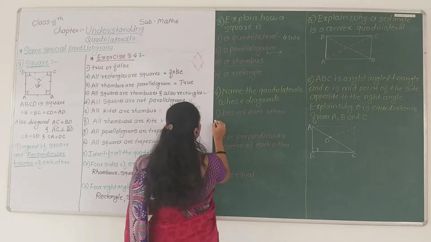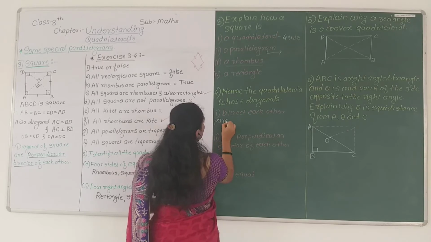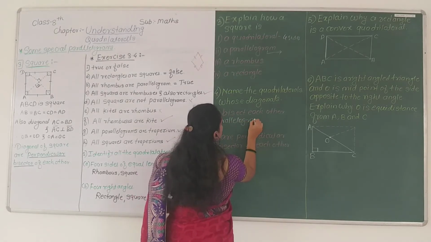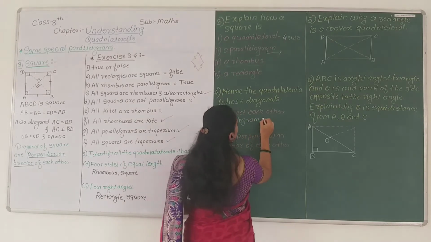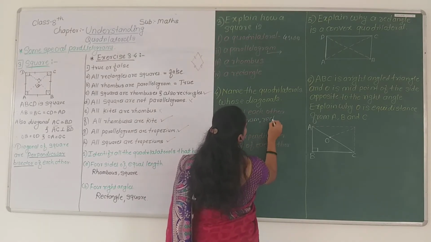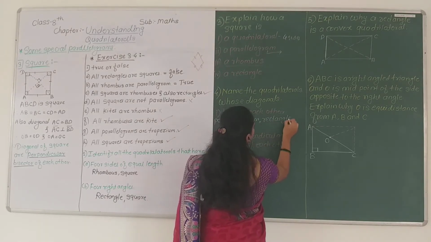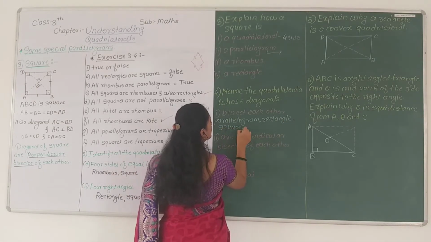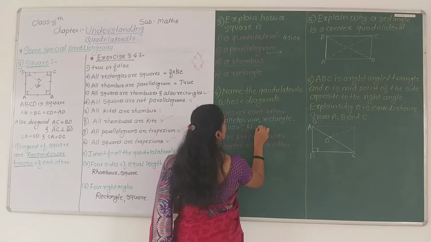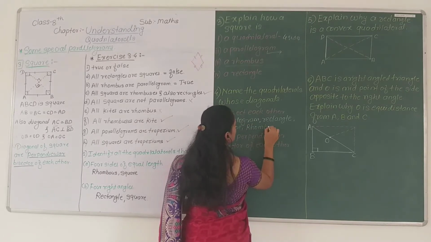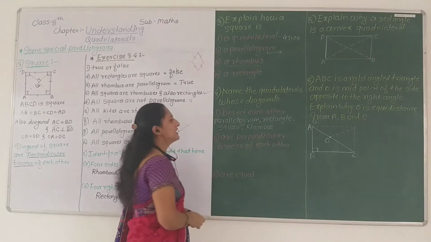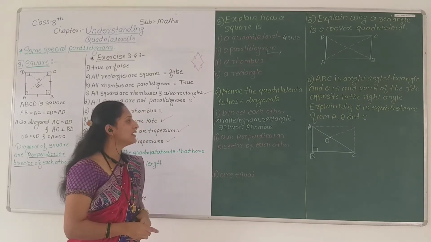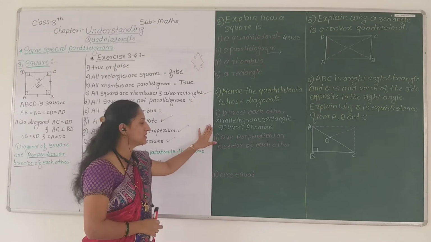First one is parallelogram. Diagonals of parallelograms bisect each other. Then rectangle, square and rhombus. Diagonals of parallelogram, rectangle, square and rhombus bisect each other.